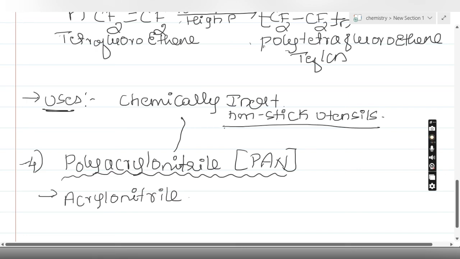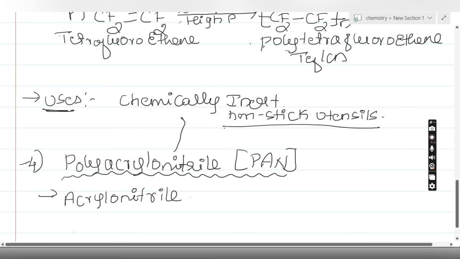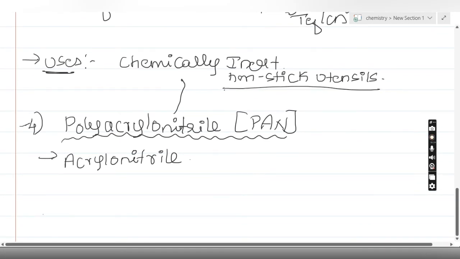acrylonitrile. Nitrile means a CN group will be present. Acryl means a carbon-carbon double bond. So acrylonitrile means a carbon-carbon double bond with CN. So how does the preparation occur? We take n molecules of CH2 double bond CH, and here we have a nitrile group or a cyano group. This will be polymerized, and the process we call polymerization.